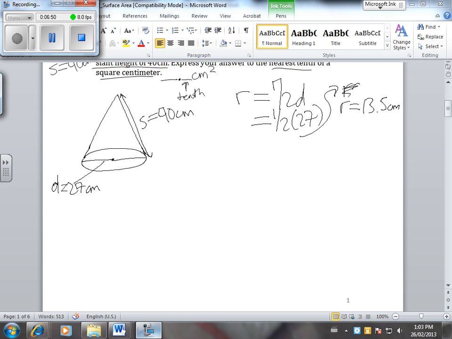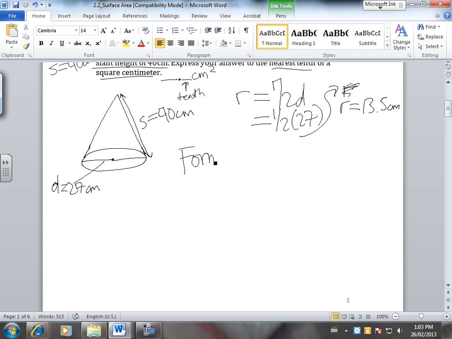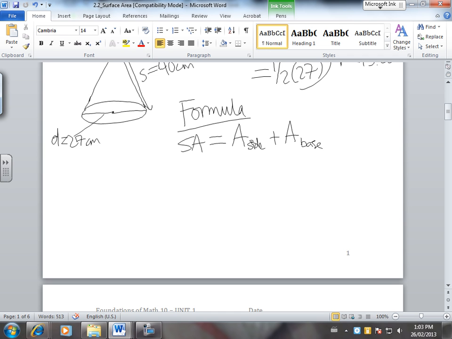So our formula is SA, the surface area of a right cone, equals the area of the side plus the area of the base. The base would be the circle, like if it's a party hat, the part that goes on your head, and the side would be the actual cone part. And so we have pi times radius times slant height plus pi times radius squared.